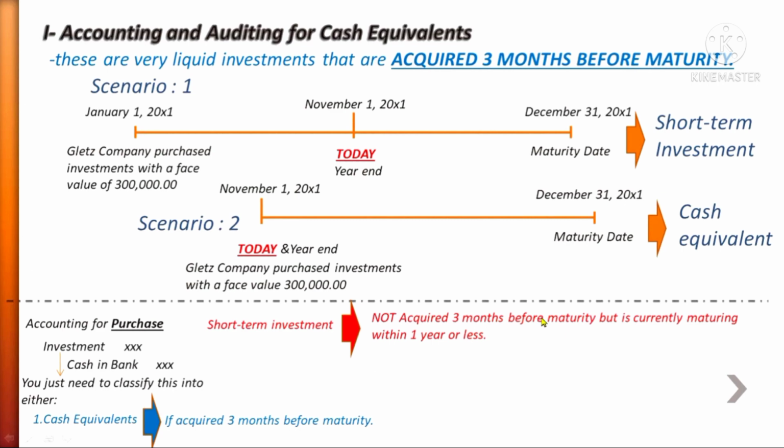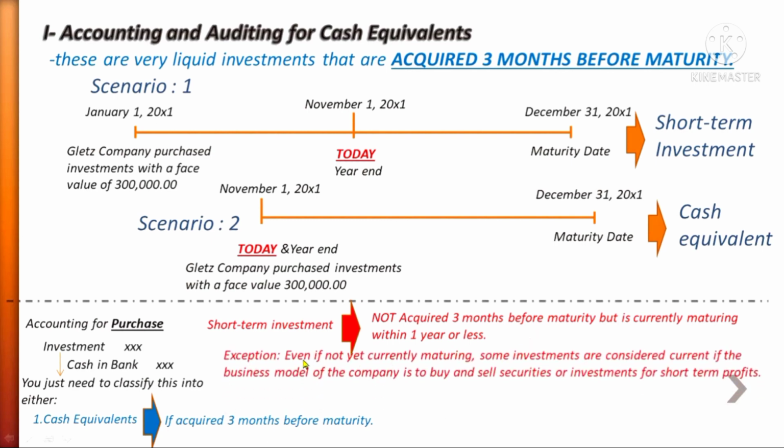Actually, it can be acquired 3 years before or 5 years before, but from today, if today is the year end, there should only be 1 year or less that needs to pass to reach the maturity date already. However, guys, there is an exception to that. Actually, you can purchase investments which still need a lot of years to mature, and yet you can classify them as current. Example, you can buy bonds or shares.